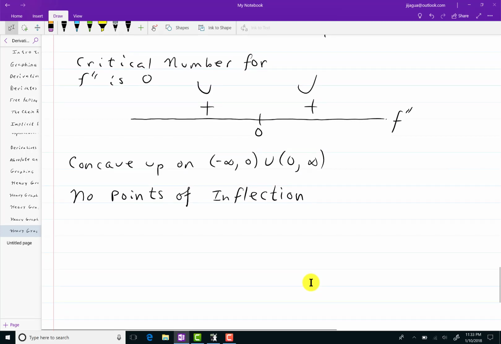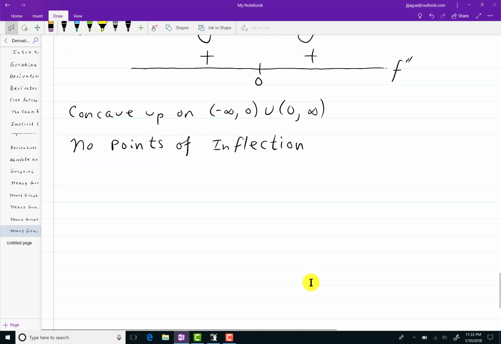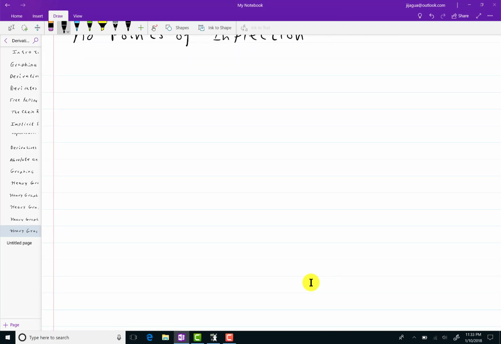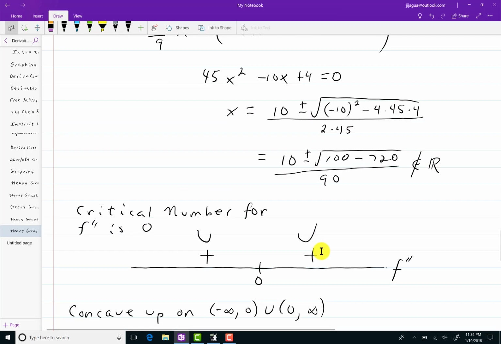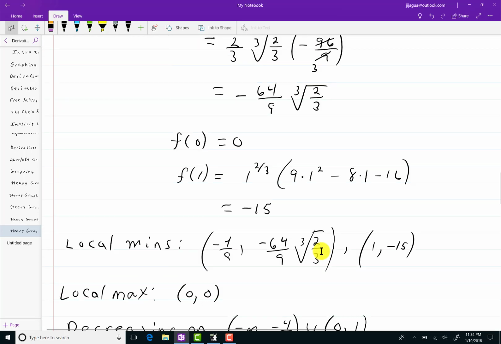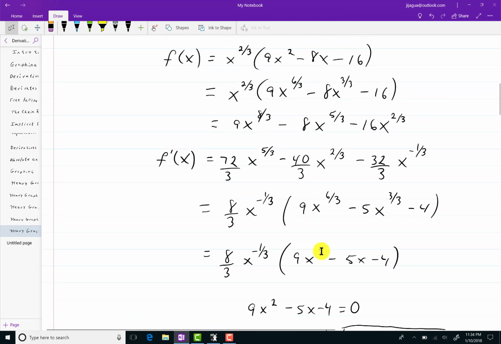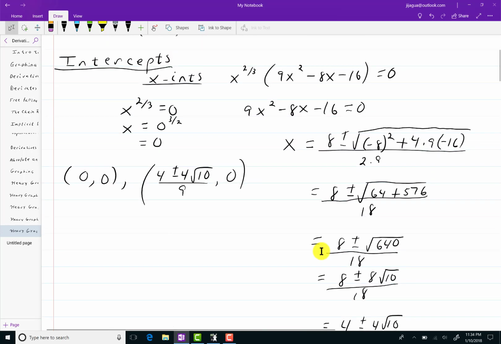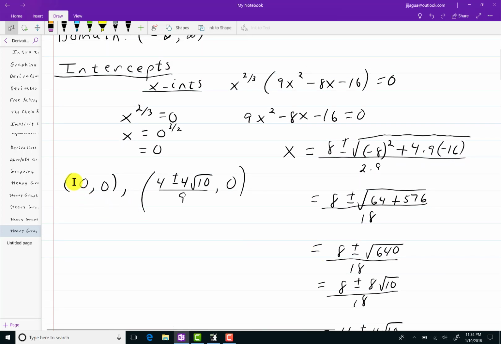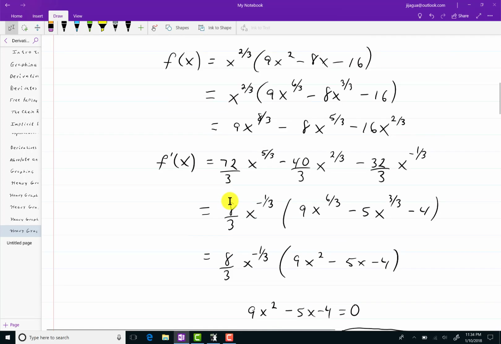So I think I'm ready for a rough sketch of a graph. Let me go ahead, and then of course we'll check it always with the computer's graph. Let's see the numbers that were important for us. Let me first get the zeros, and I'll plot them on there. So the intercepts are 0, 0, and 4 plus and minus 4 radical 10 over 9, comma 0. 0, 0 is easy enough.